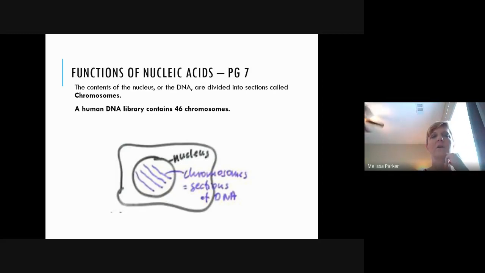So those books would represent the gene that has the information needed, or the recipe needed, for everything that our body does, okay? So each one of those is found on those sections in the library. Those sections are called chromosomes, okay? So those genes are found on the chromosomes. The chromosomes are found in the library, or the nucleus, okay?